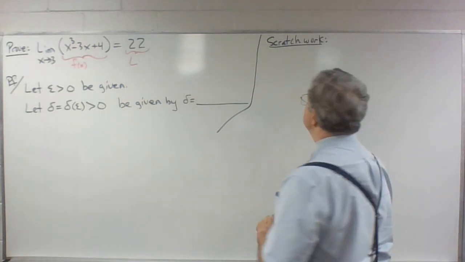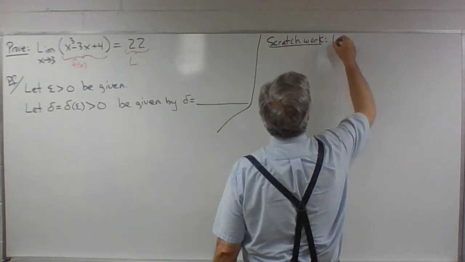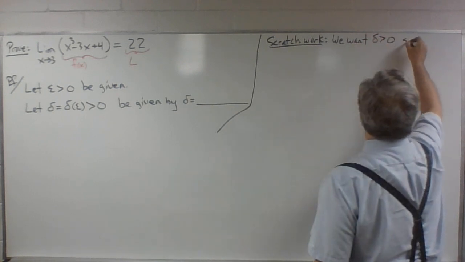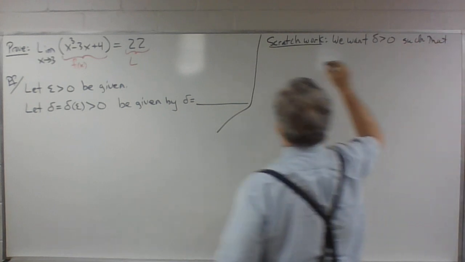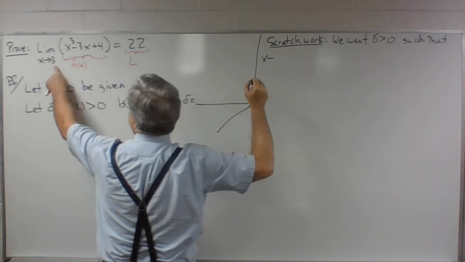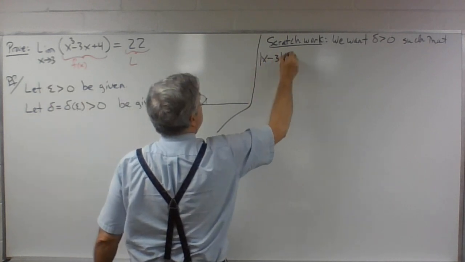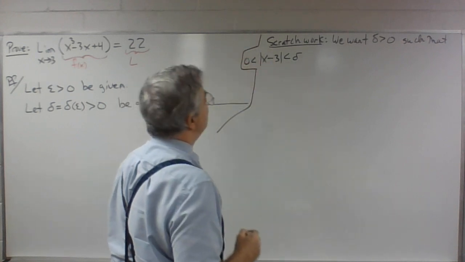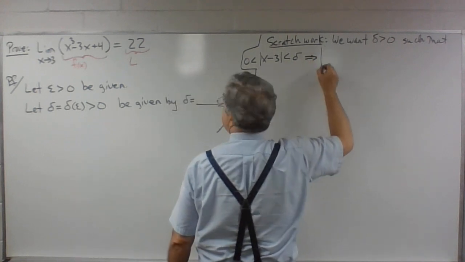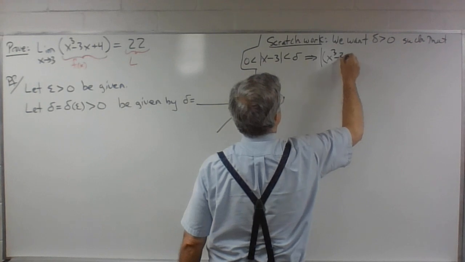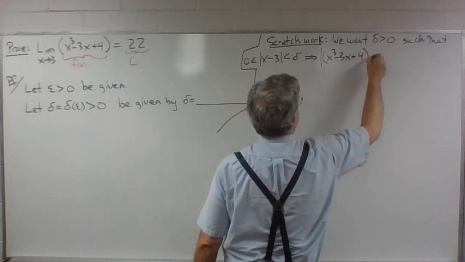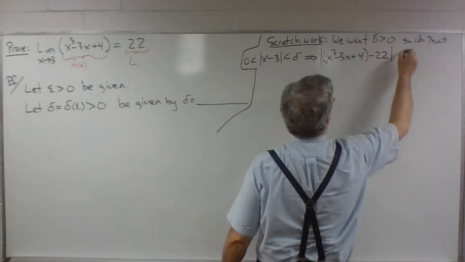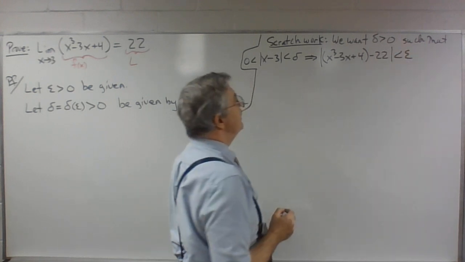So let's say what it is that we want. We want delta greater than 0 such that 0 < |x - 3| < delta implies that our function x cubed minus 3x plus 4, minus our prospective limit 22, is less than epsilon. That's what we want.